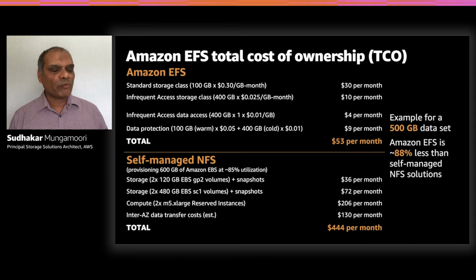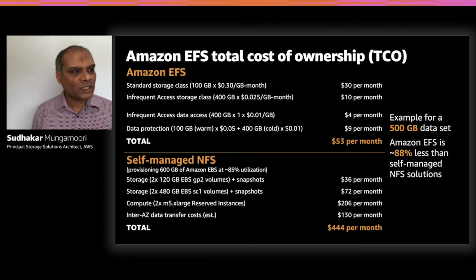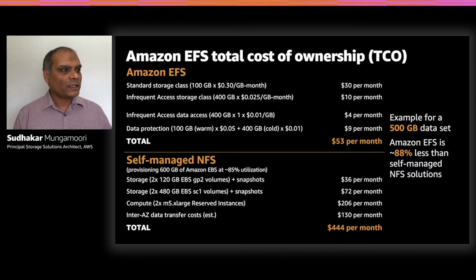So let's take the example that you are building out a 0.5 terabyte, 500 gigabyte data set on a Linux workload for network attached storage with the NFS protocol. As Amazon EFS provides you a standard storage class, you can have 100 gigabytes, and then the infrequent access storage class about 400 gigabytes. This is based on our customers' data. Thousands of customers have told us that 80% of the data stored resides in the infrequent access storage.